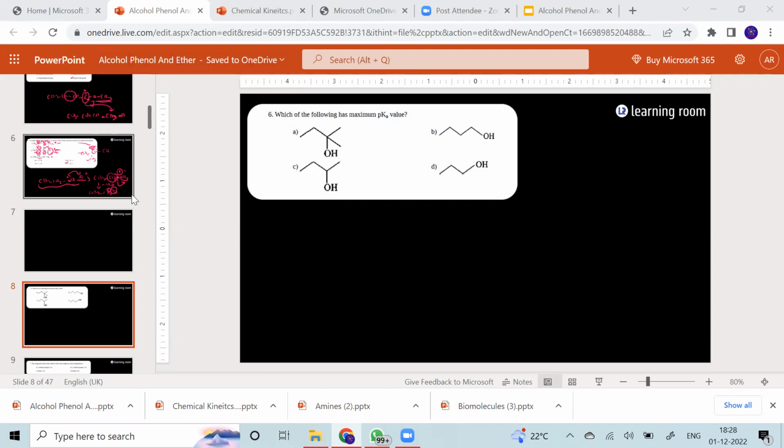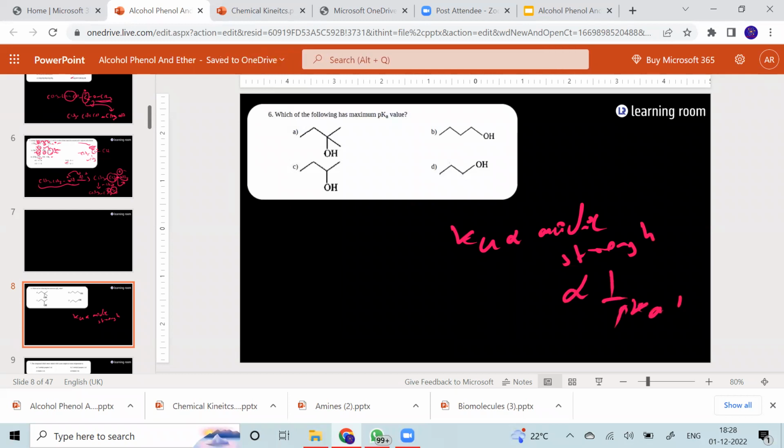Okay, right. So this question: which of the following has maximum pKa value. Now, all you understand is Ka is directly proportional to the acidic strength, right? And this is going to be inversely proportional to the pKa. That means higher the pKa value, lower the acidic strength, right? So in case they ask you pKa, you have to arrange them first in the acidic strength order, and then reverse it. That's the best way to go about it.